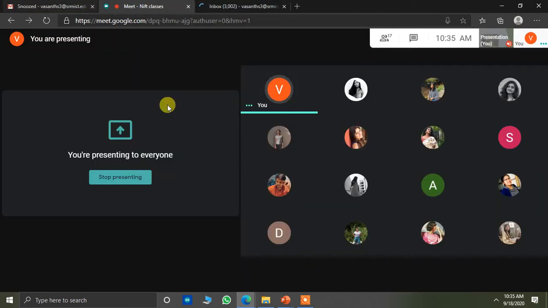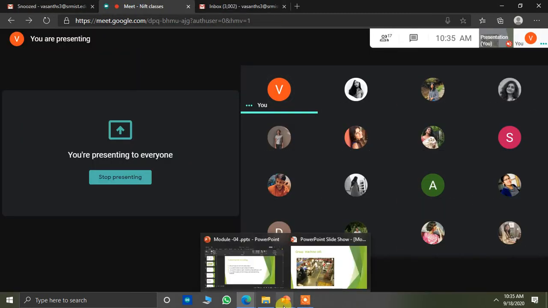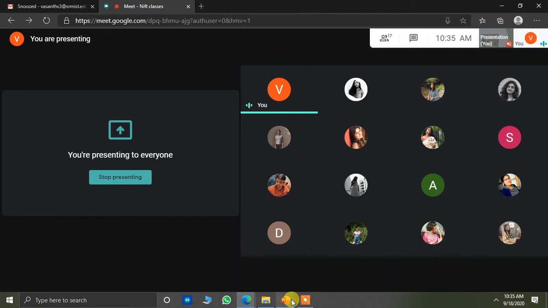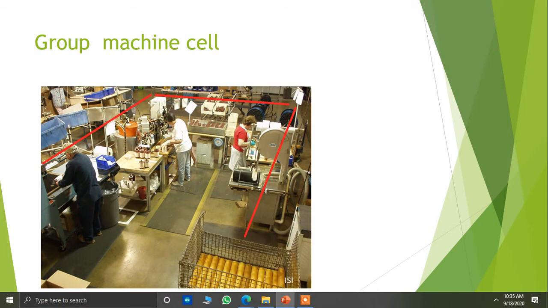Isn't it a sequential process? Yes or no? Yes, sir. So what is happening at the person who is wearing a blue shirt, blue color dress? That's the initiation of the process.